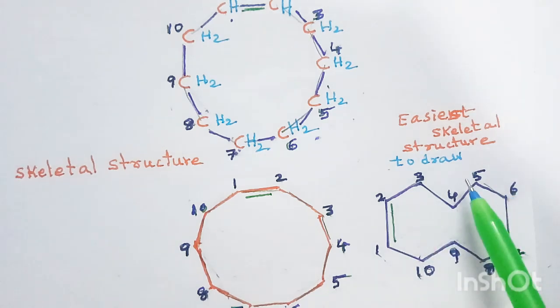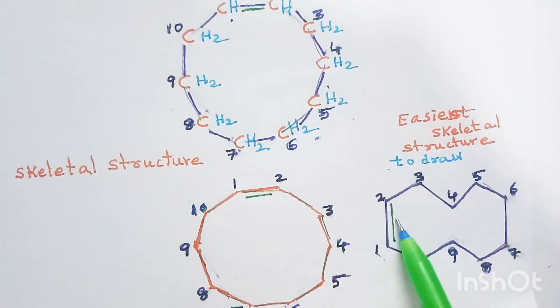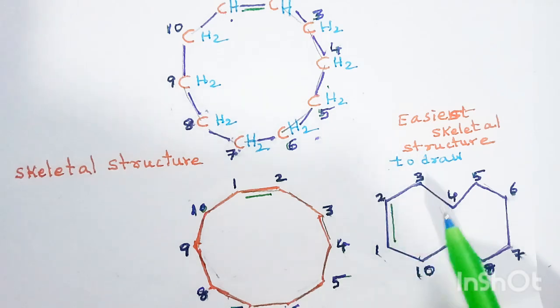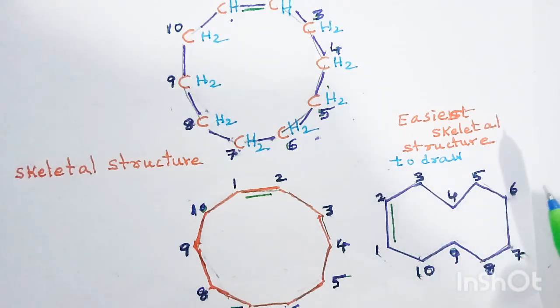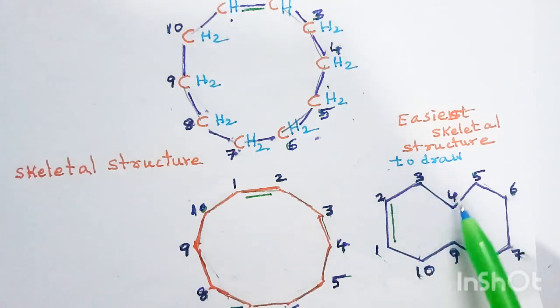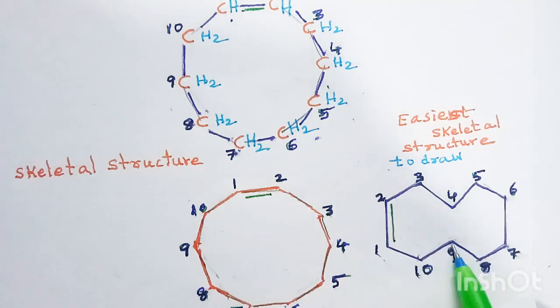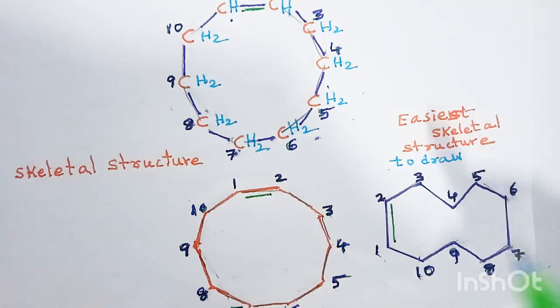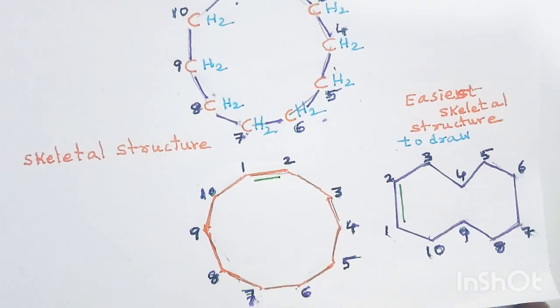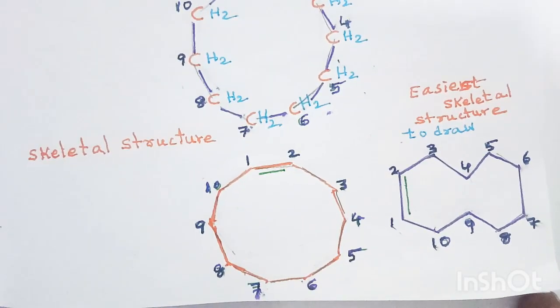So it is cyclodecene, because it contains 10 carbon atoms with a double bond. So 1 and 2 represent CH each, 3, 4, 5, 6, 7, 8, 9, 10 represent CH2 each. So this is the easiest way to draw cyclic alkenes.